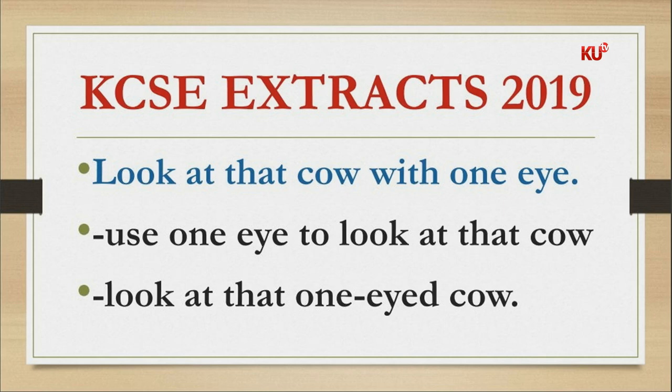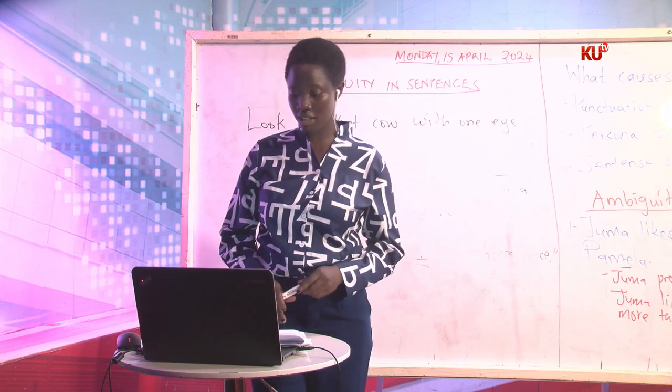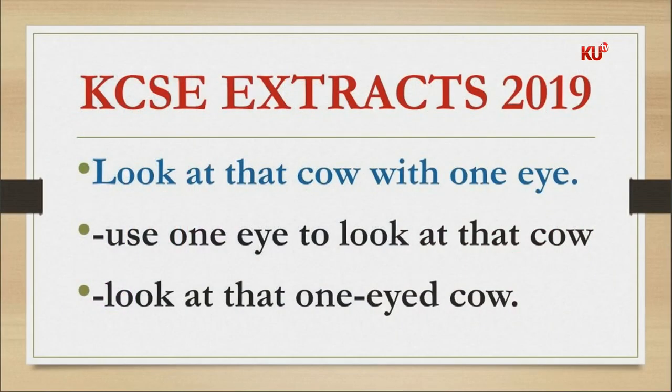Then the second meaning, it is the cow that has one eye. So look at that one-eyed cow. So it's like someone tells you that you look at the cow that has one eye. So for you to remove ambiguity, or rather to explain the two meanings of that statement, you will say that the first answer is, use one eye to look at that cow. And the second meaning is that you look at the cow, and the cow is the one that has one eye.